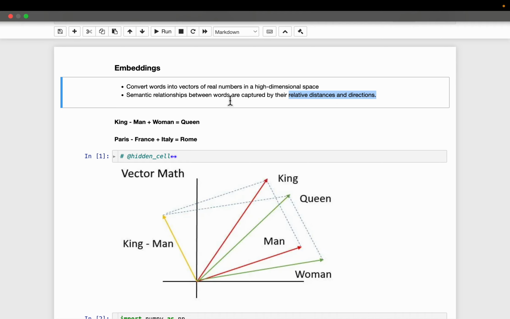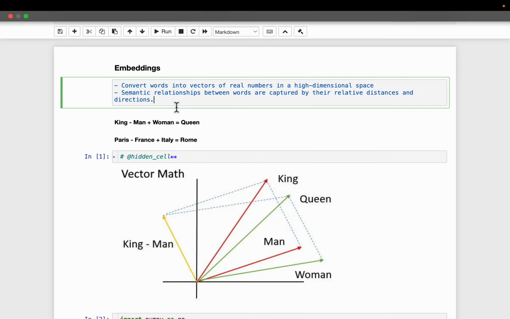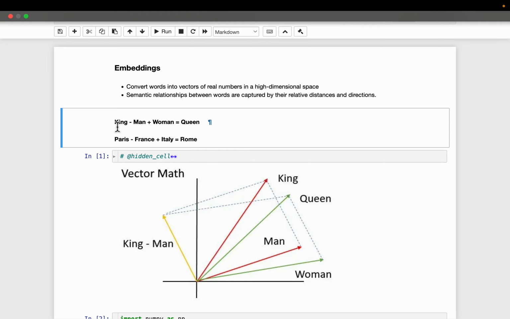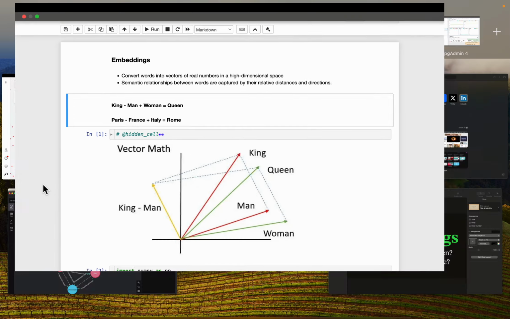To illustrate the second concept, we are often given examples like this, right? King minus man plus woman is equal to queen. Another example is Paris minus France plus Italy is equal to Rome. There are numerous examples like this. So today, let's check if it is indeed correct.